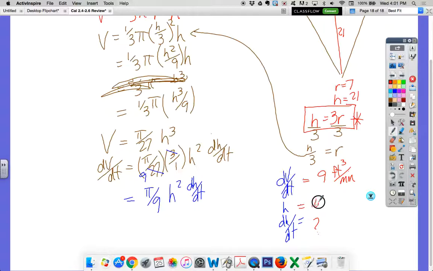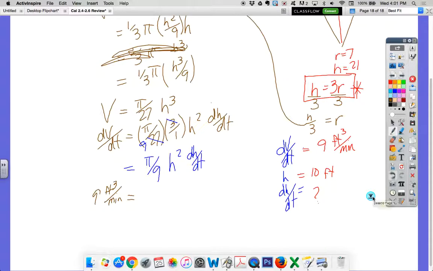So this is the little snapshot of when we have 10 feet of water. So let's plug in what we know. Okay, at this little point in time, we know that we have 9 cubic feet per minute coming in. And we know we've got pi over 9 here, and we have 10 feet, and that's going to be squared. We're looking for dh over dt.